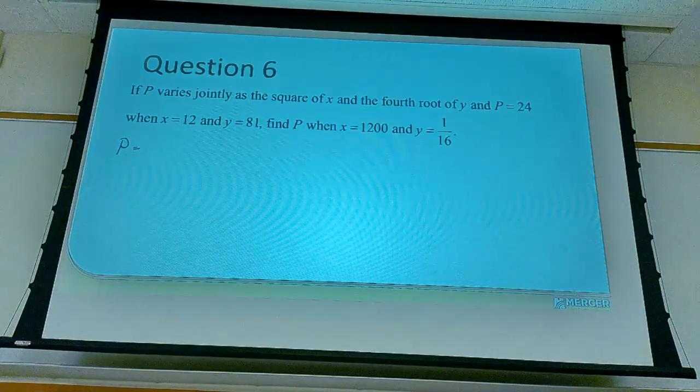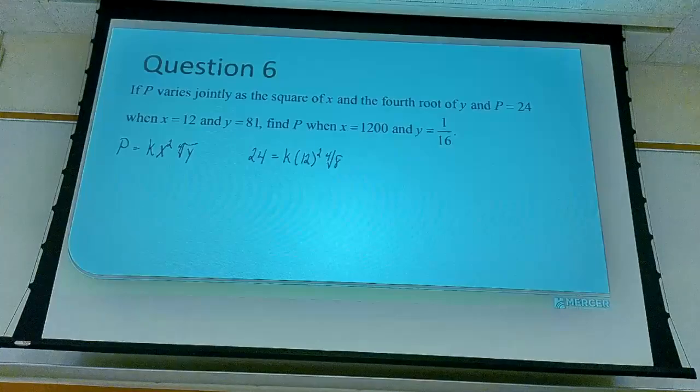P varies jointly as the square of x and the fourth root of y. That's what? K times x squared times the fourth root of y, or y to the 1/4. P is 24 when x is 12 and y is 81.